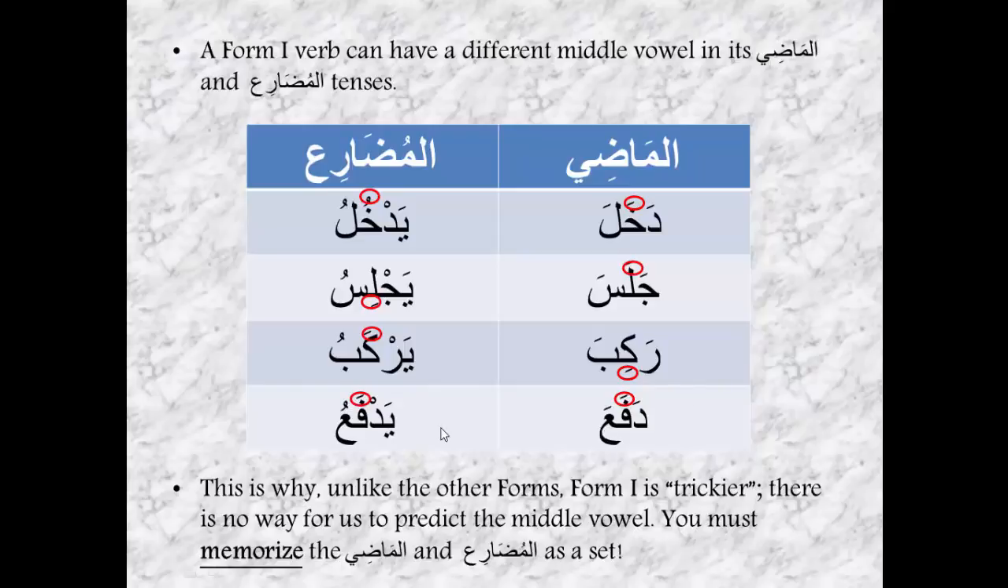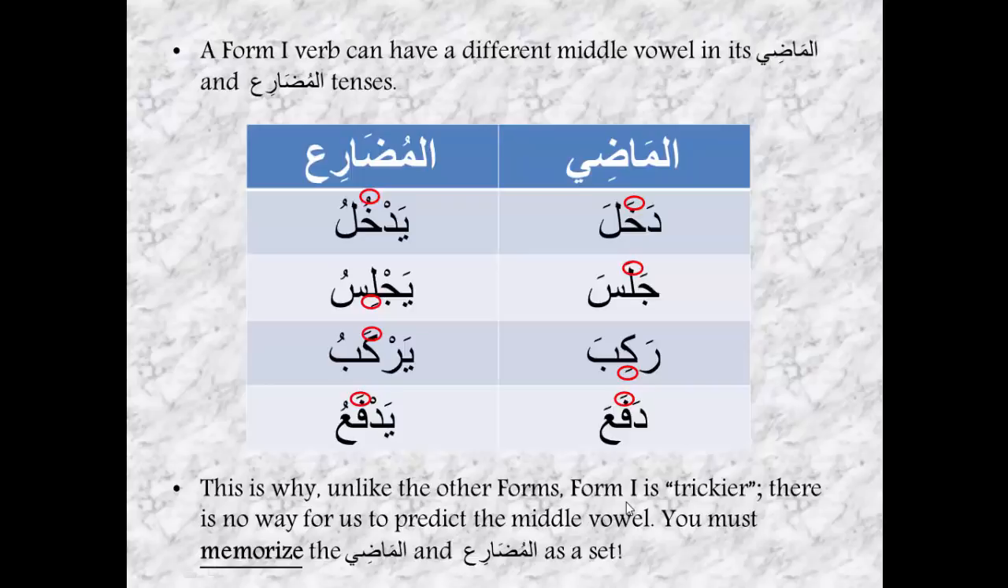Takeaway message is the fact that the middle vowel cannot be predicted. So just because you know that dakhala has a fatha as the middle vowel in the madi, that tells us nothing about what the middle vowel could be in the present tense. Dakhala yadkhul. It could also be the same, dafa'a yadfa'. There's no way for us to know. And this is why, unlike the other forms, Form 1 is trickier. There is no way for us to predict the middle vowel.